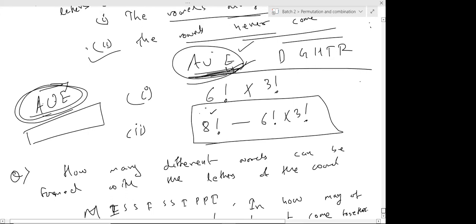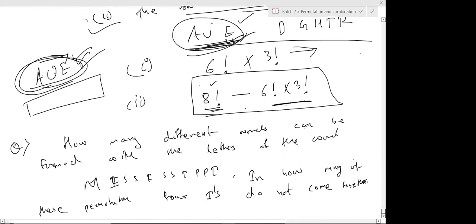Now if I subtract the number of words where they always come together, I'll get the answer where they never come together, right? That's what I did here. All the arrangements minus where they are always together. So I get 8 factorial minus 6 factorial into 3 factorial. All right, I hope it's clear. Try the next question.